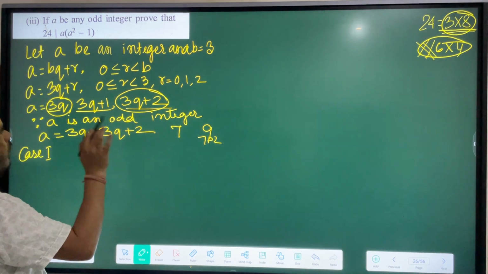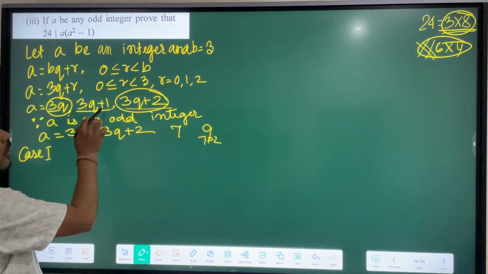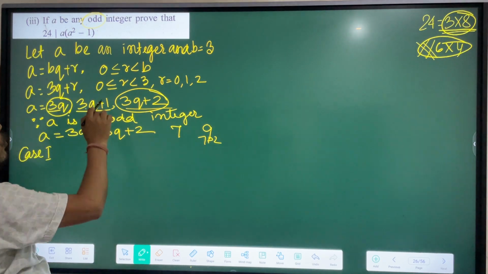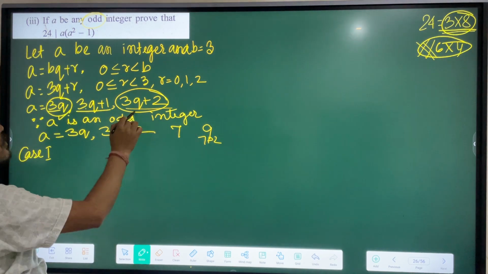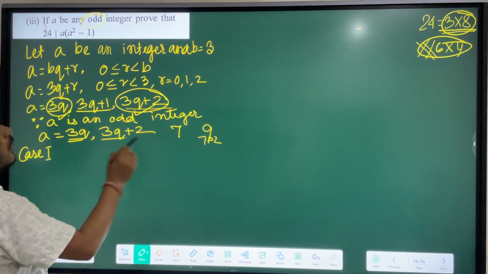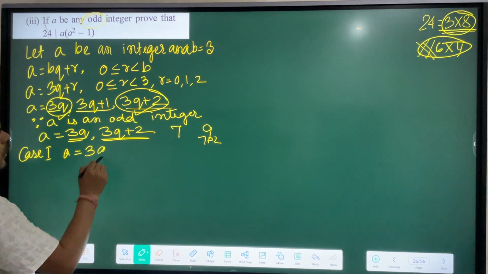I hope you understand. Suppose this is 7. Then this will be 7 plus 1, and this will be 7 plus 2. So if this one is odd, this one is odd. So we will have two cases: 3q and 3q plus 2. Case 1: a equals 3q.